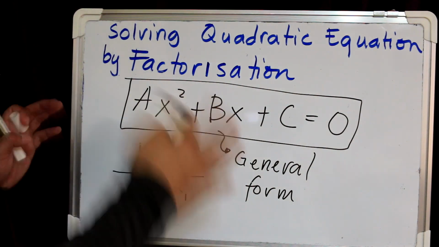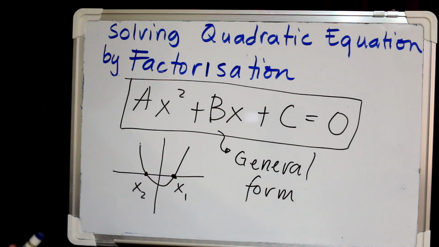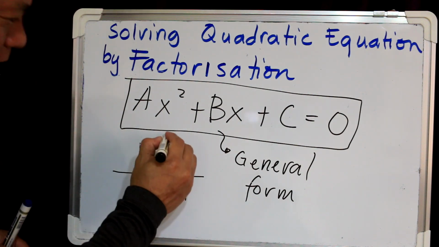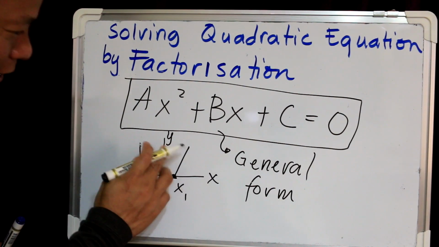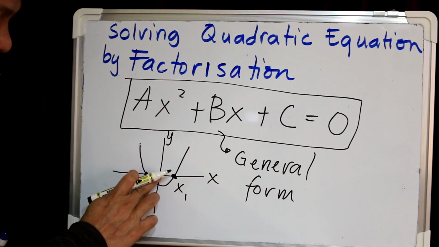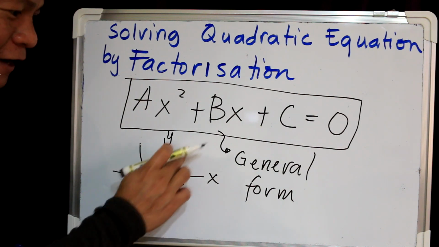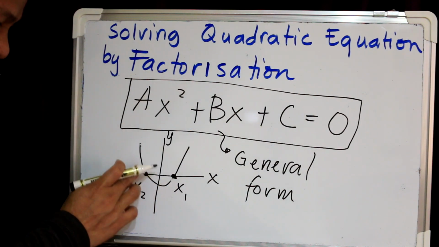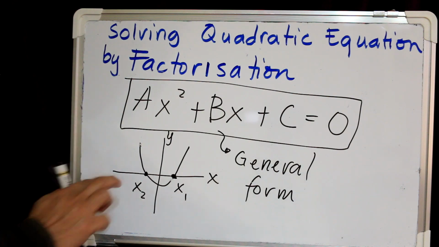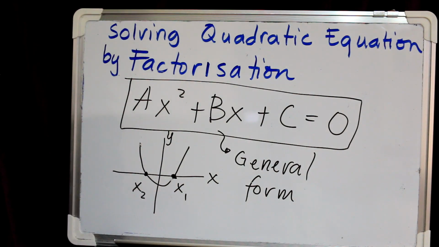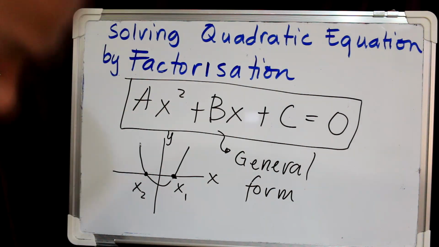Alright, so we are doing it using factorization. So this means if y is equal to 0, you will end up having an intersection of the line of the function, the quadratic function, and the x-axis, 2 points, and that will be noted as x1 or x sub 1 and x sub 2. Okay, let's have one example, or example number 1.